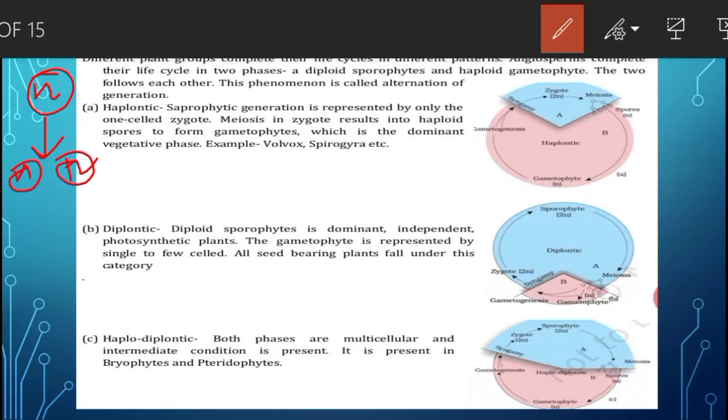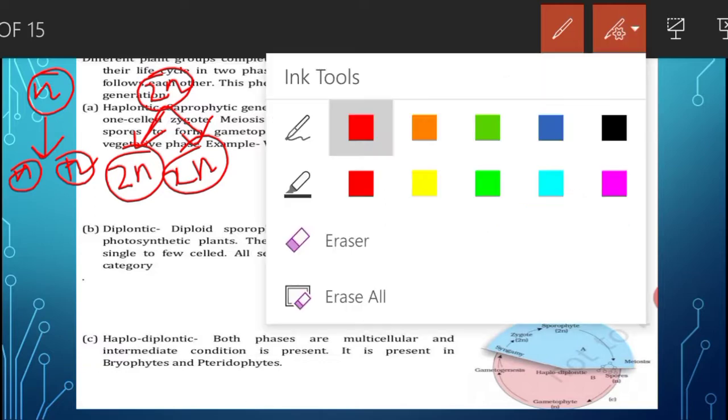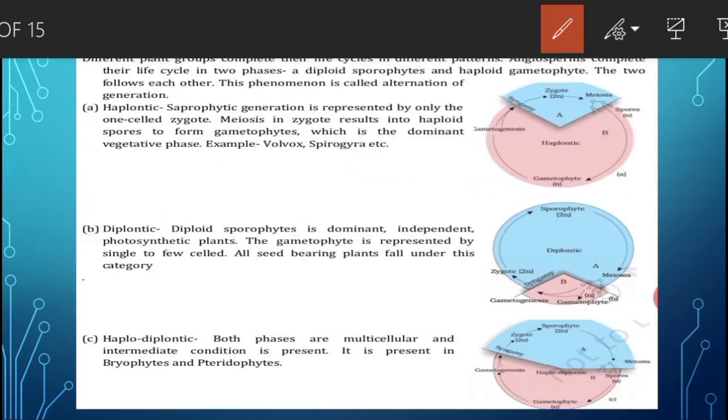Similarly, if the parent cell is diploid, that is it has 2n number of chromosomes, then the daughter cells which are produced when it undergoes mitosis will also have 2n number of chromosomes, meaning it will have 2 sets of chromosomes. Clear? So in plants, both haploid and diploid cells can divide by mitosis.